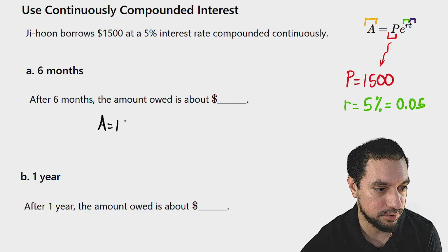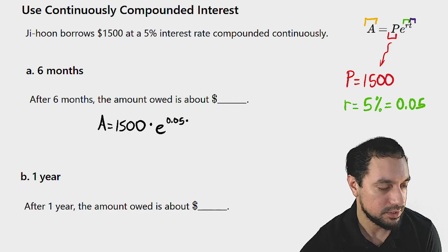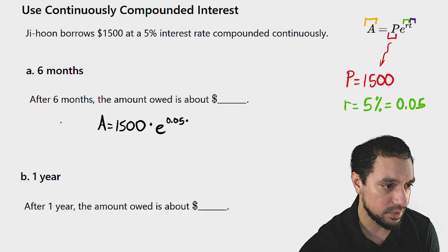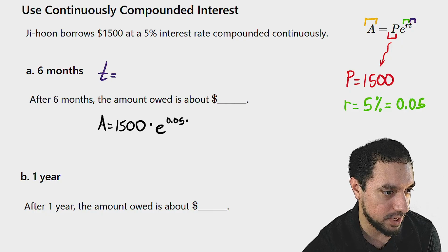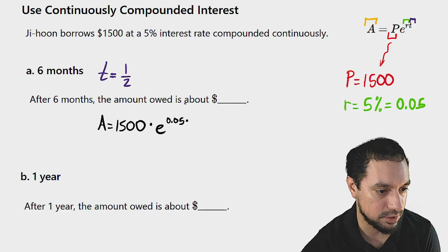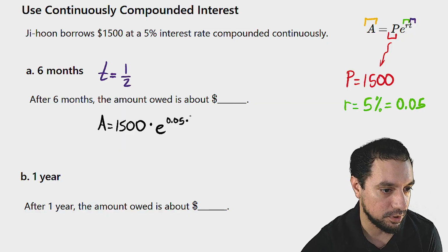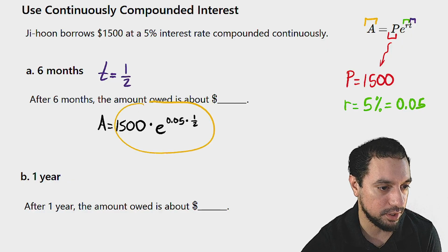My principal is 1500 times e to the 0.05 power times t. And then t for this first part, because we have 6 months, it's half of a year. Time is always taken in terms of years. So we're going to go ahead and use 1/2 for our t value. From here, I'm going to go ahead and just plug this into the Desmos calculator, exactly how it looks here.